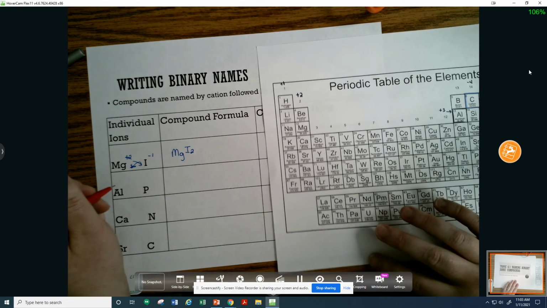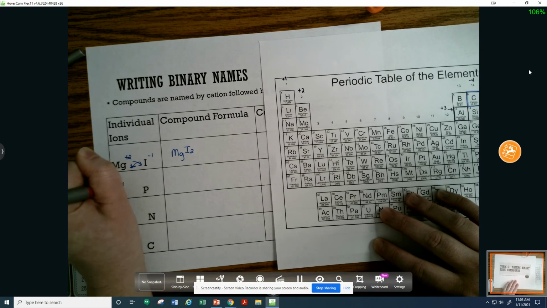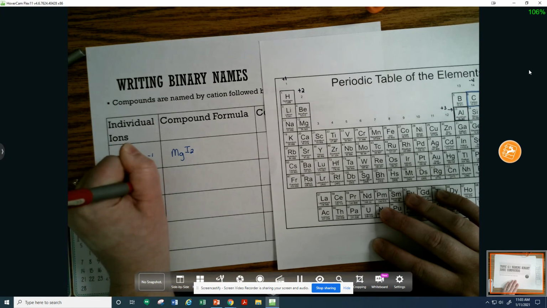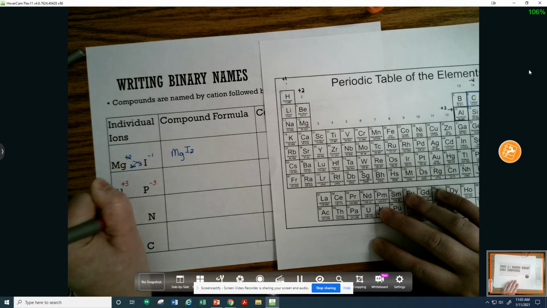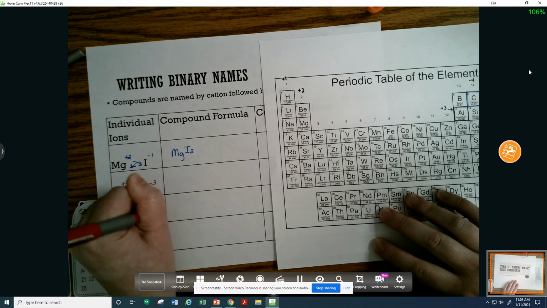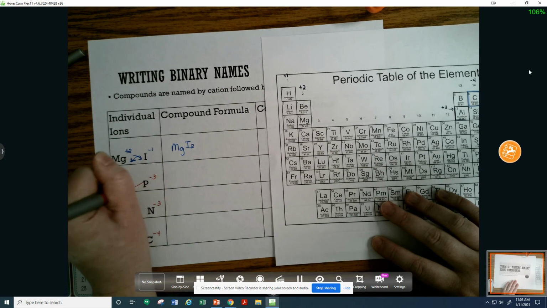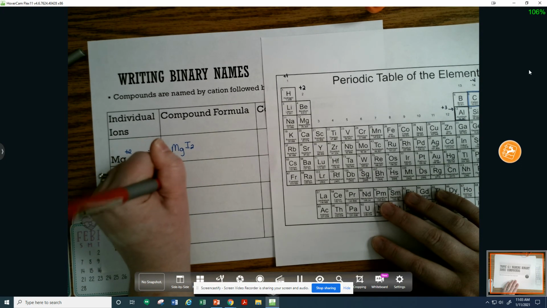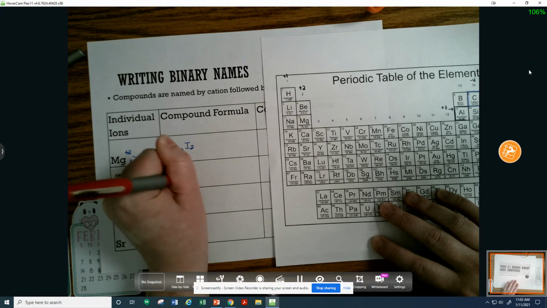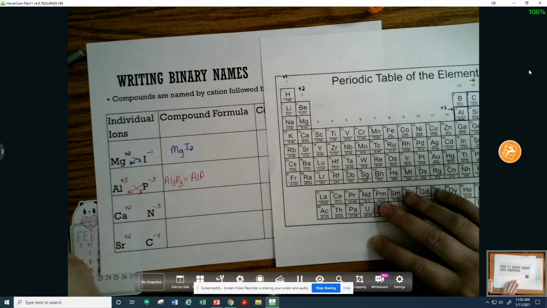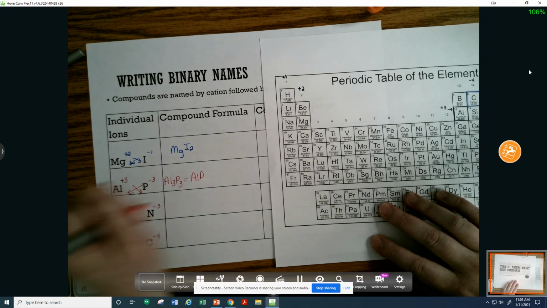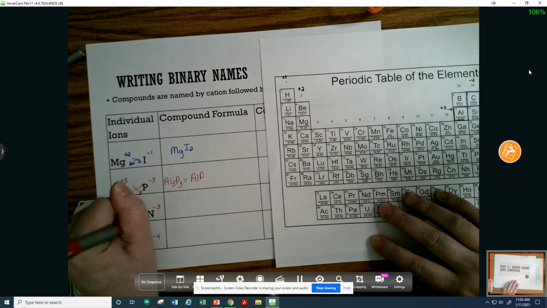So when you continue with this, aluminum, you should have identified as a +3, phosphorus is a -3, calcium's a +2, nitrogen's a -3, and then strontium is a +2, and carbon is a -4. When you did your cross down steps, you should have discovered that you get Al3P3, which simplifies out to AlP, aluminum with a phosphorus.